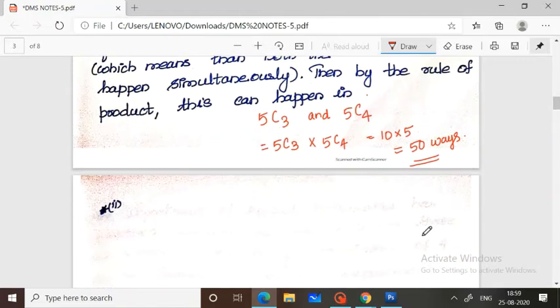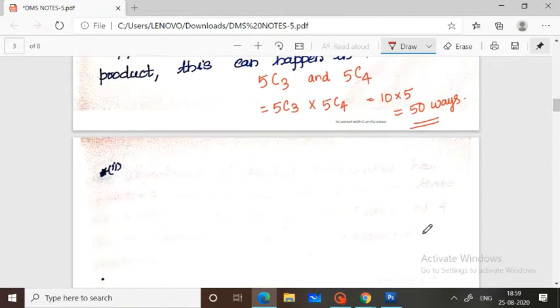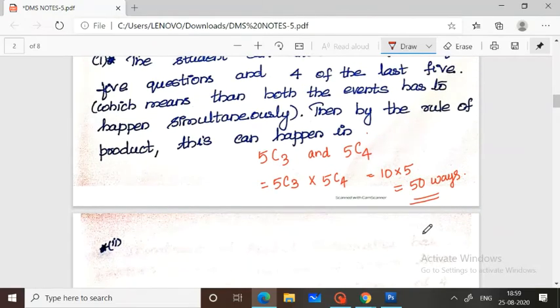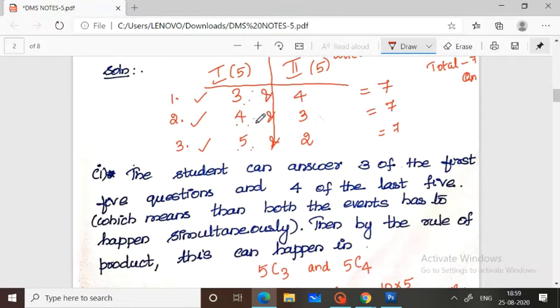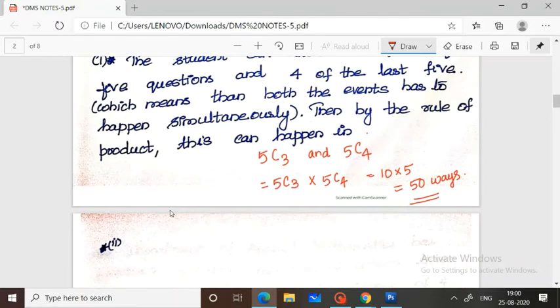Now coming to the second part. So what is the second part? In the second part, see here in the second choice, first choice is this one. Now the second choice is the student can answer how much?